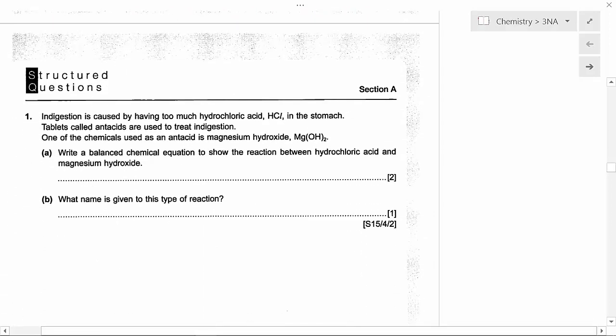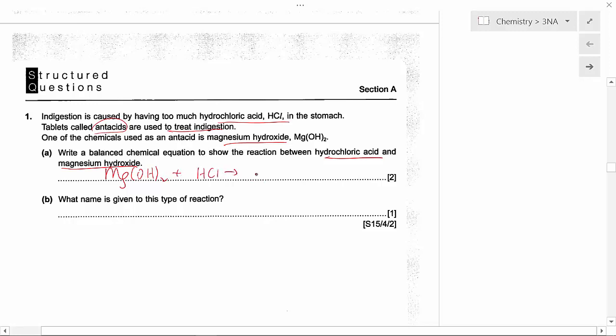Structure question 1. Indigestion is caused by having too much HCl in the stomach, and antacids are taken to treat the indigestion, in other words, to react with acid. So one of the compound is actually magnesium hydroxide. Write a balanced equation to show reaction between HCl and magnesium hydroxide. They do not ask you for state symbol, so don't need to write.